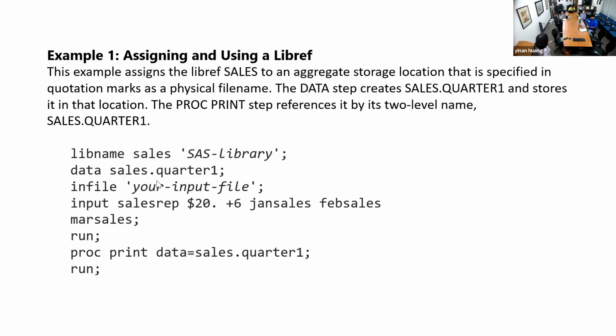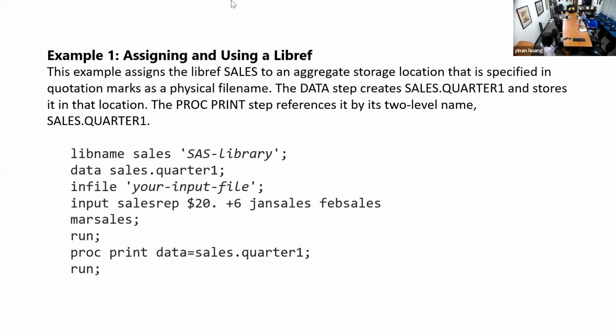I guess in the fourth or fifth part of these slides, I want to briefly mention, if you look at here, SAS.quarter1, it basically means SAS is the library name, and quarter1 is the data set name. So you want to access a data set. Once you want to access data sets, there are two parts to the data set name. The first part is the library name, and the second part is the data set name.